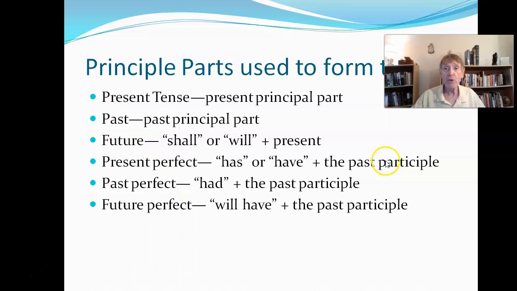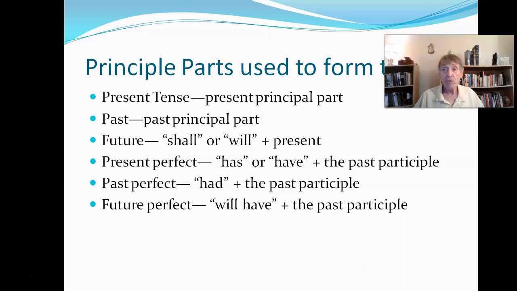Now we use those to form the various tenses. We basically have 6 tenses in English. I'm not going to complicate it here with form. There are different forms of the tenses, but we don't need to go into that right now. We just want to look at the 6 tenses and how they're formed correctly. Okay, we have the present tense, which is simply the present principal part. Okay, we have the past, which is simply the past principal part.